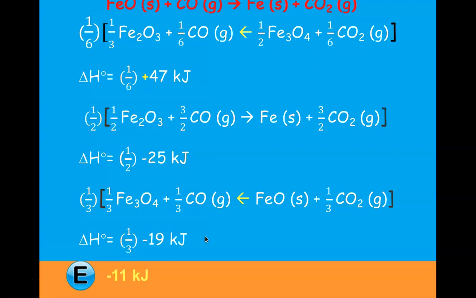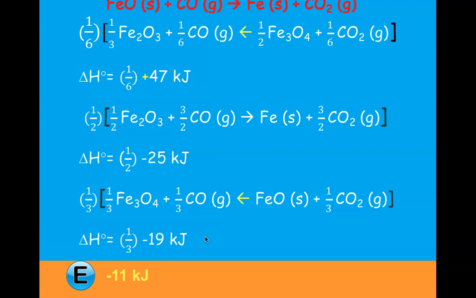So in the first reaction, we reversed it. That's why the arrow is yellow, and we multiplied by 1/6. The second reaction, we did not reverse it, left it alone, but multiplied by 1/2. And the third reaction, we reversed it. That's why the yellow arrow, and multiplied by 1/3. Notice the same multiplication on the delta H values, and then change the algebraic signs. So it was a -47, now it's +47. And in reaction number 3, it was +19, now it's a -19. When you multiply through and add it up, you should get -11.